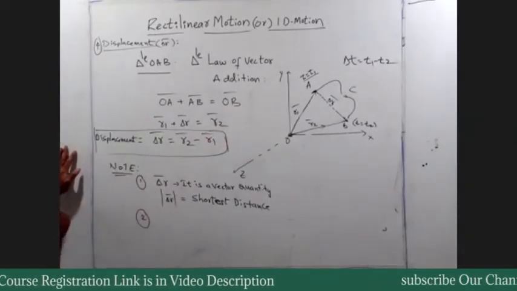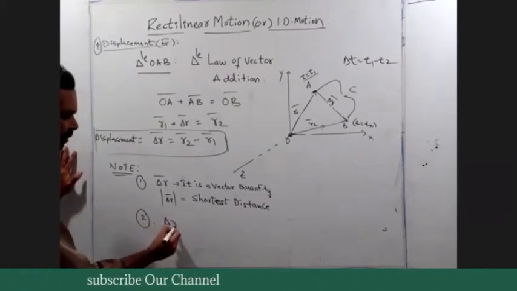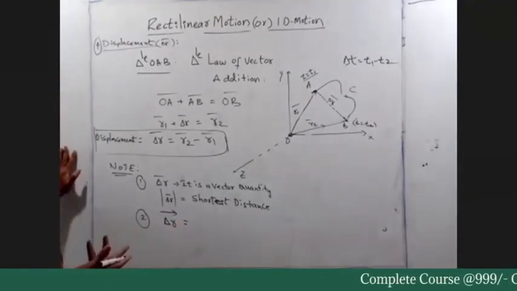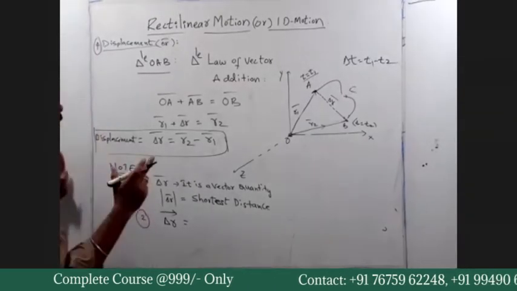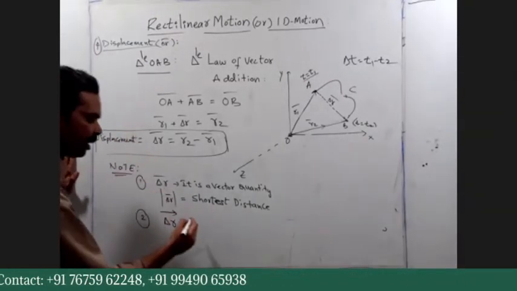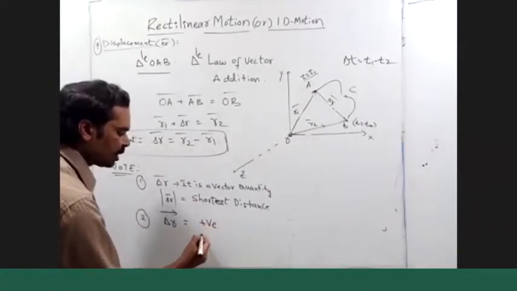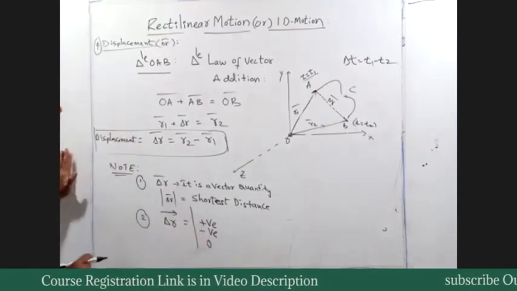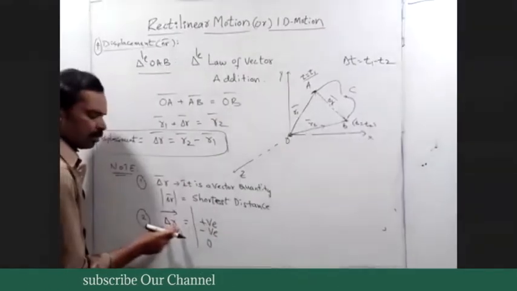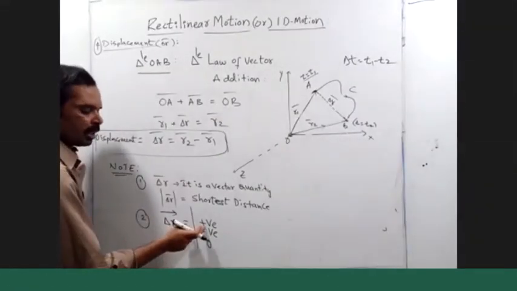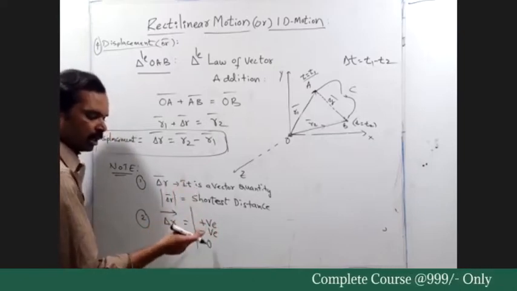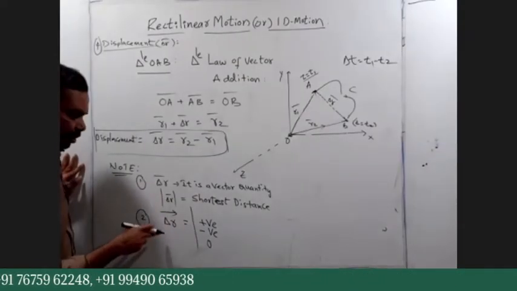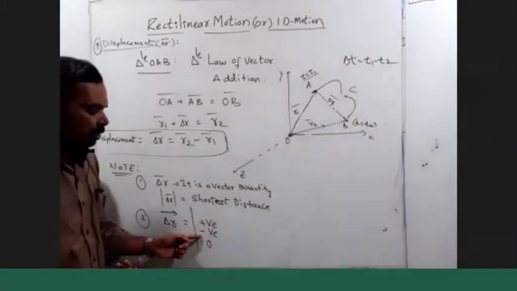Another important point is that the displacement vector delta r bar, for rectilinear motion, may be positive, may be negative, or may be zero. Change in position vector is a displacement vector. It can have all possible values. Sir, how is it negative, and how is it zero?